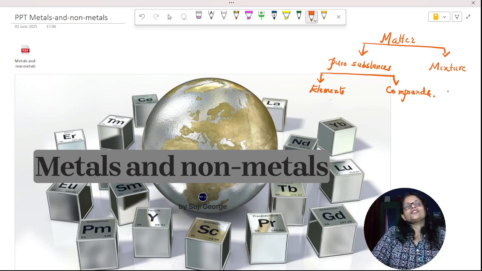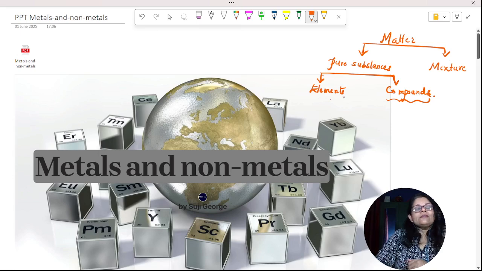compounds. And you know that matter is made up of atoms, and that is the smallest particle of an element, or a molecule in the case of compounds. So elements have the same kind of atoms, and if a substance is made up of two or more different kinds of atoms, then we call it a compound. So elements can be further classified into two.